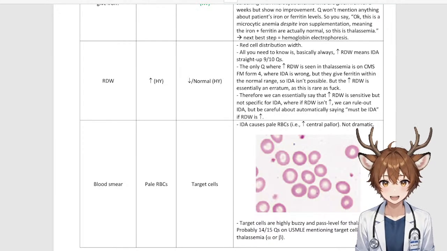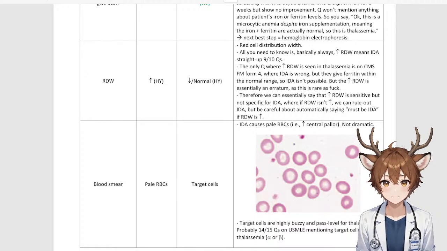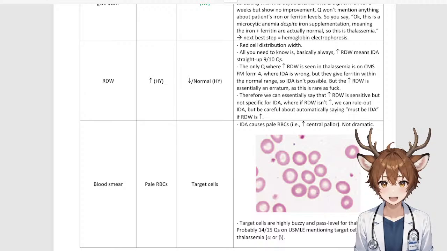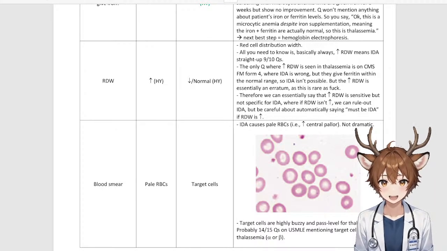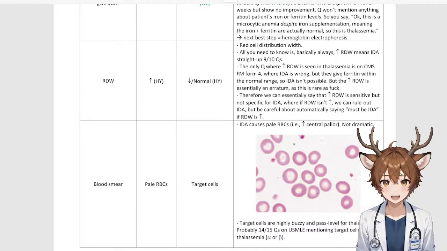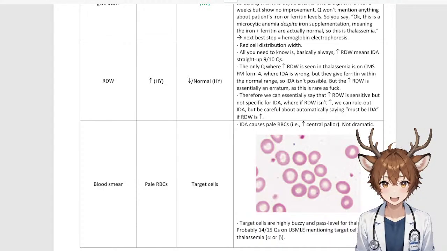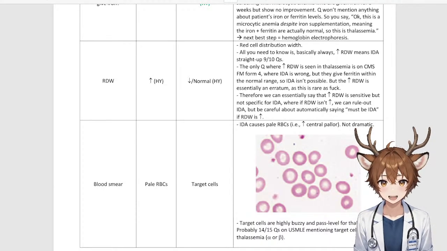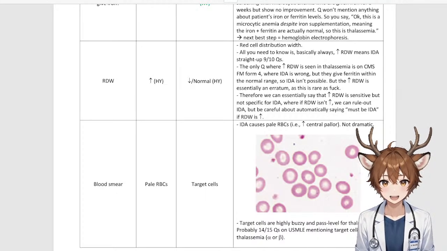But the elevated RDW is essentially an erratum, as this is rare as heck. Therefore, we can essentially say that elevated RDW is sensitive but not specific for IDA. If RDW isn't elevated, we can rule out IDA, but be careful about automatically saying it must be IDA if the RDW is elevated, because it doesn't necessarily mean that. It's possible that it's not, even though it's probably pretty likely to be the answer.